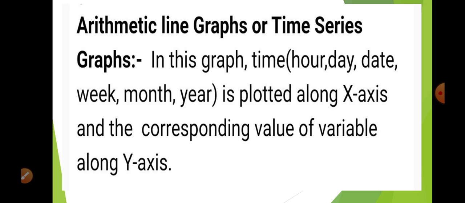Okay? So first of all, what do we mean by arithmetic line graph or time series graph? In this graph, time, that is, time that we represent in hour, day, date, week, month, year, is plotted along the x-axis and the corresponding value of the variable along the y-axis. So this is known as an arithmetic line graph or time series graph.